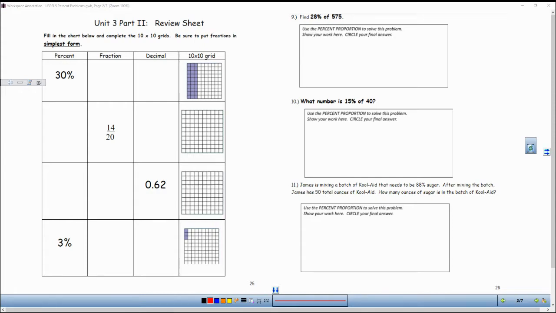25 in the Unit 3 percent packet. As you can see, I'm on here at page 25 now. I have two pages up here, 25 and 26. So on 25, you should only see this page. So this is the review sheet. This is the review sheet for Unit 3.